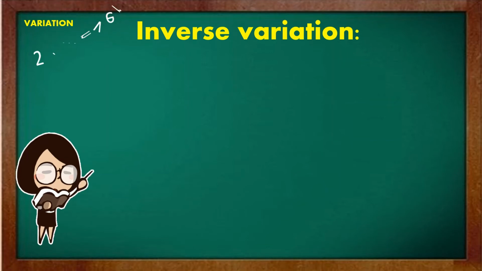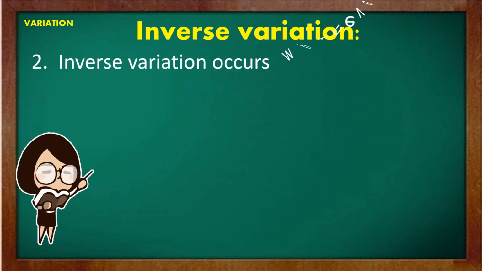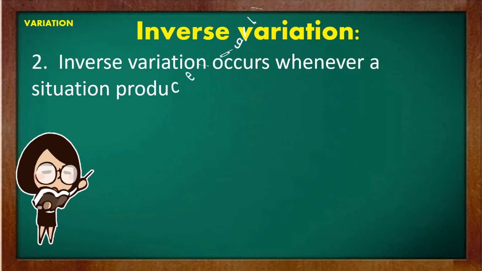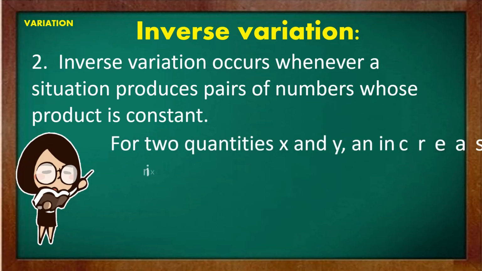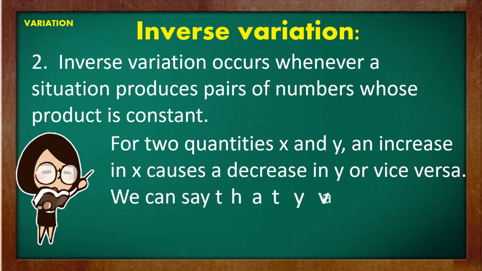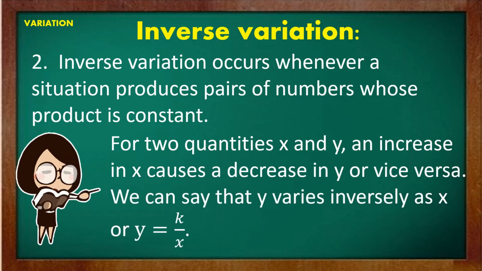Okay, our second variation is inverse variation. Inverse variation occurs whenever a situation produces pairs of numbers whose product is constant. For two quantities x and y, an increase in x causes a decrease in y, or vice versa. We can say that y varies inversely as x, or y is equal to k over x.